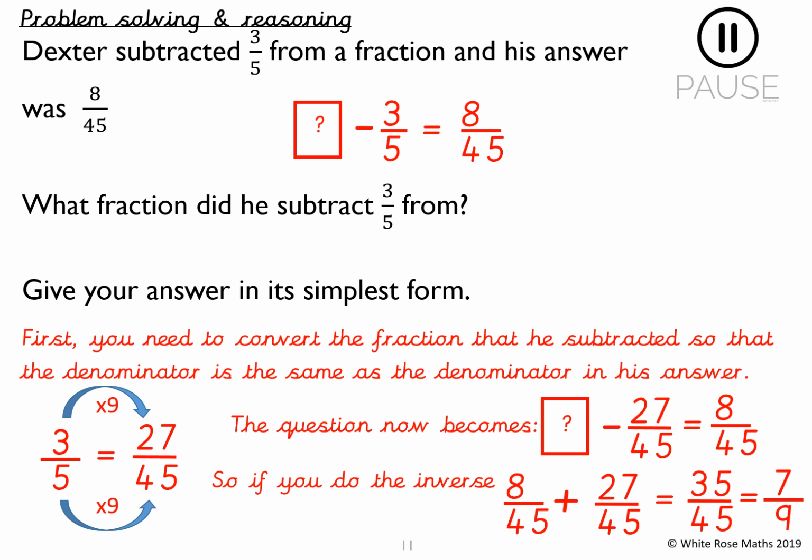And then it says give your answer in its simplest form. So we need to find a common multiple. A common multiple that can go into both 35 and 45, the common factor is 5. So how many 5s are in 35? The answer is 7. And how many 5s are in 45? The answer is 9. So 35 over 45 can be simplified into 7/9.